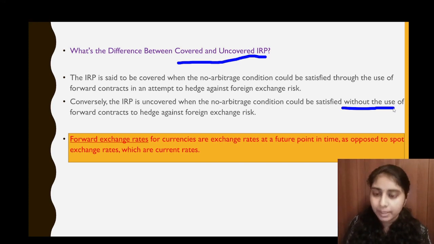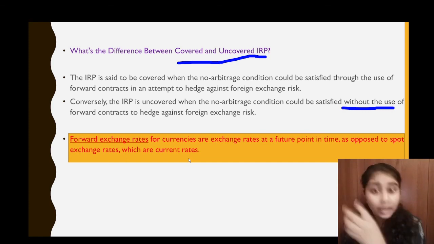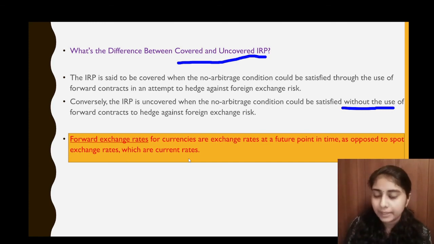So what is foreign exchange risk? Foreign exchange risk is the risk of a currency's exchange rate at a future point in time, as opposed to the spot exchange rate, which is the current rate. So that is about interest rate parity.